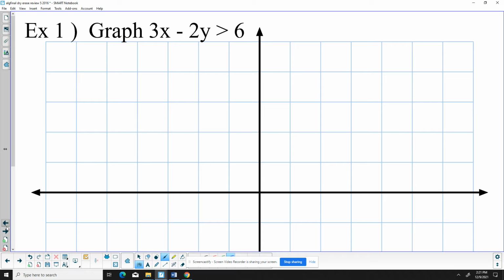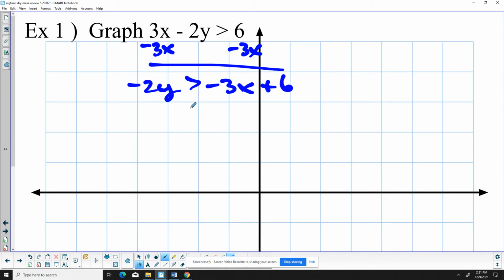Okay, graph. So we need to get y alone in the front so that we can figure out the m and the b, and then so we can do the graphing. Remember, we've got to pay attention to the solid or dotted, and we also got to pay attention to the shading because it's greater than. It's an inequality. So I'm going to subtract 3x on both sides. And then I'm dividing everything by negative 2.